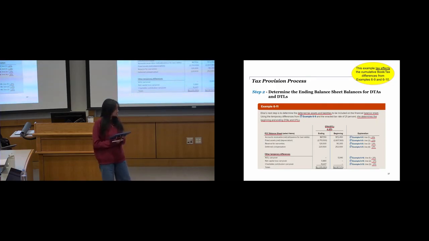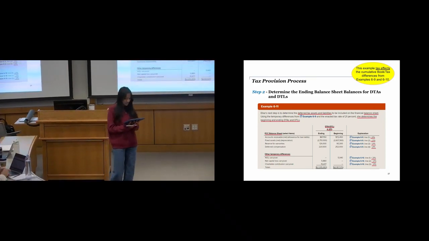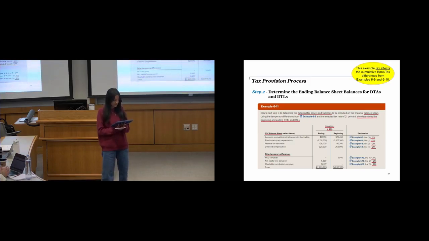The first section of this table is the balance sheet items. From 6.9 for all of these, for the ending and beginning balances, you're multiplying it by 21%, and that's where those values in the table come from.